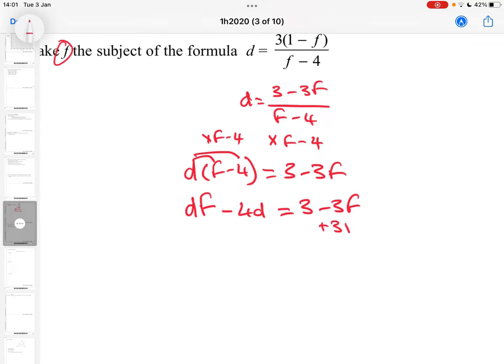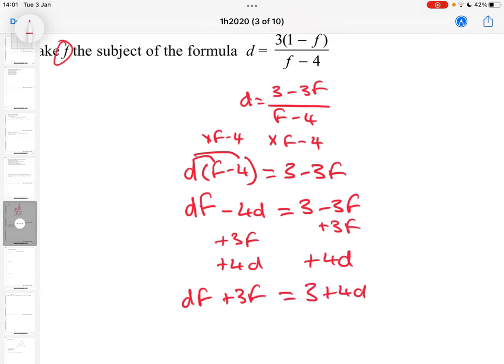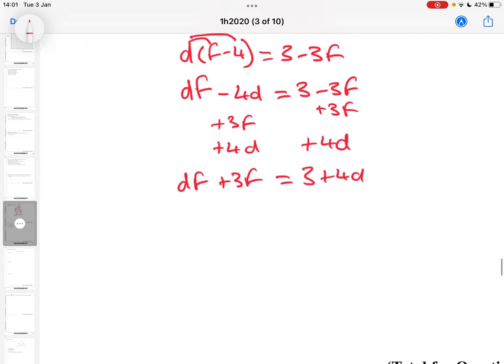Now I want to put the F's to one side because I'm making F the subject, and I'm going to bring the 4D to the right because I don't want that with the F's. So I'll be left with DF plus 3F equals 3 plus 4D. I've moved some things around. Now I'm going to factorize because I'm trying to make F the subject. So inside the bracket will be D plus 3, equals 3 plus 4D.